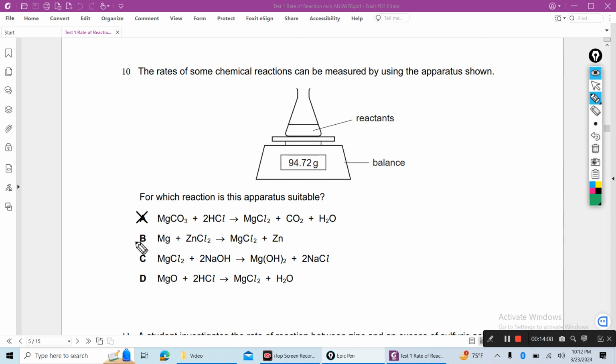And B is wrong. Why? Magnesium, zinc chloride, magnesium chloride aqueous, zinc solid, so no gas will escape, mass will remain constant, so you cannot measure the rate of reaction. C also aqueous, solid, aqueous, so no gas, no mass decrease, mass will remain constant, so this apparatus is not suitable to measure the rate of reaction. D, magnesium oxide solid, hydrochloric acid aqueous, magnesium chloride aqueous, water liquid, so no gas is produced, the mass of the reactants will not increase or decrease, so this apparatus is not suitable.